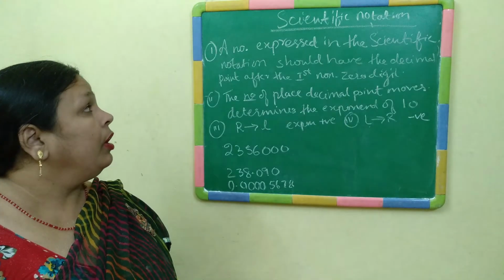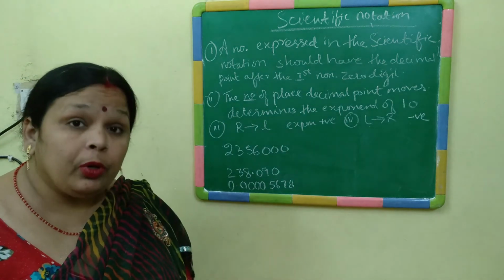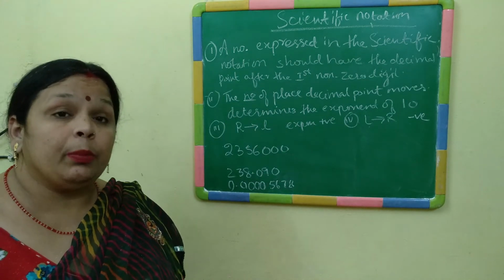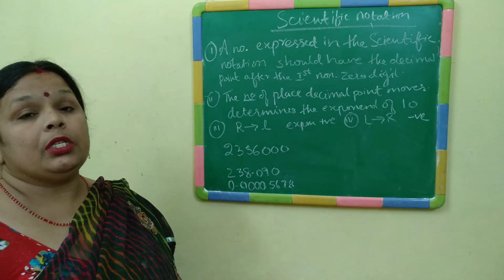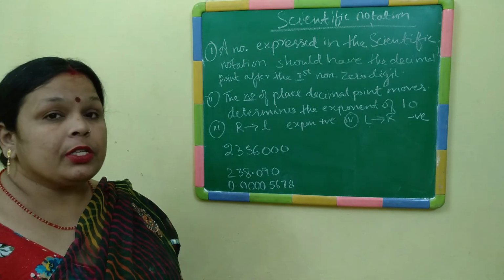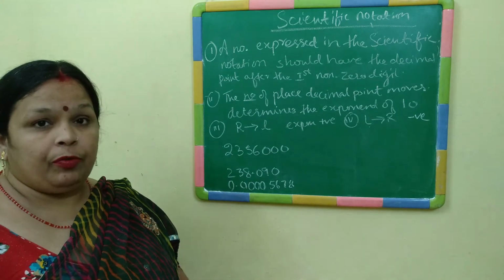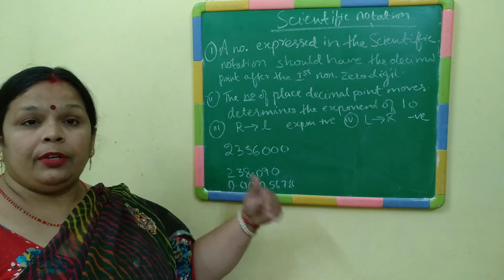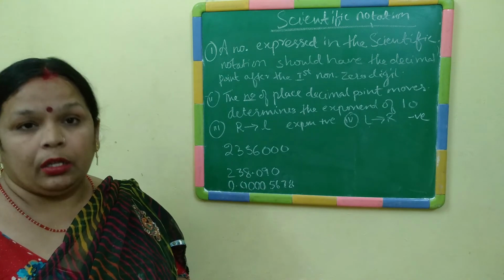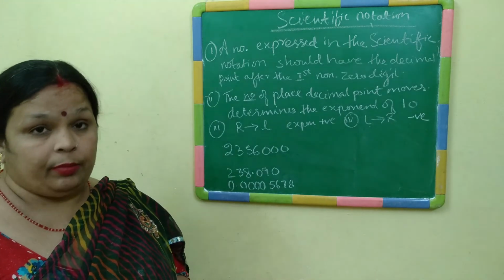Scientific notation: rules to be followed for scientific notation. Where is the practical implication of this? In physics, we many times use the exponential form where scientific numbers are written, and we need to understand how to read them.